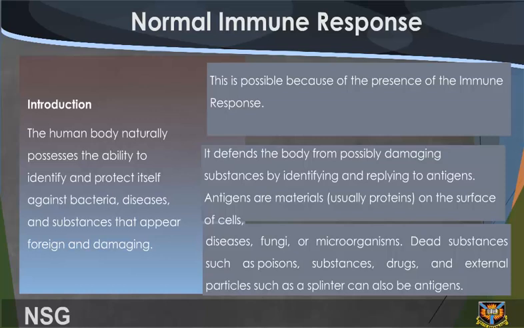Antigens are materials, usually proteins on the surface of cells, diseases, fungi, or microorganisms. Dead substances such as poisons, drugs, and external particles such as a splinter can also be antigens.